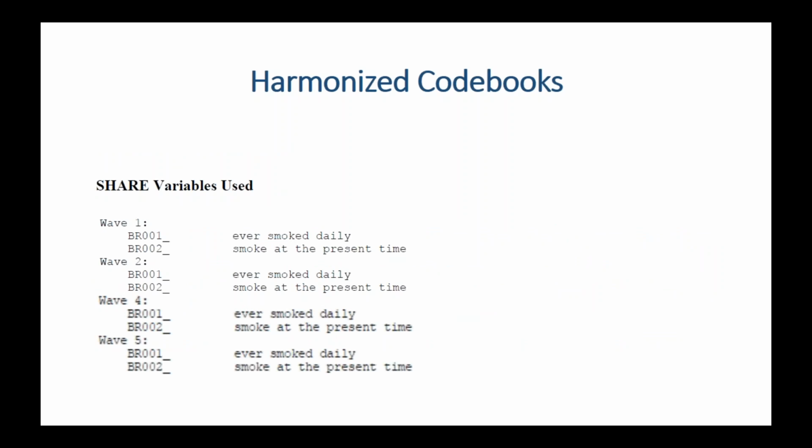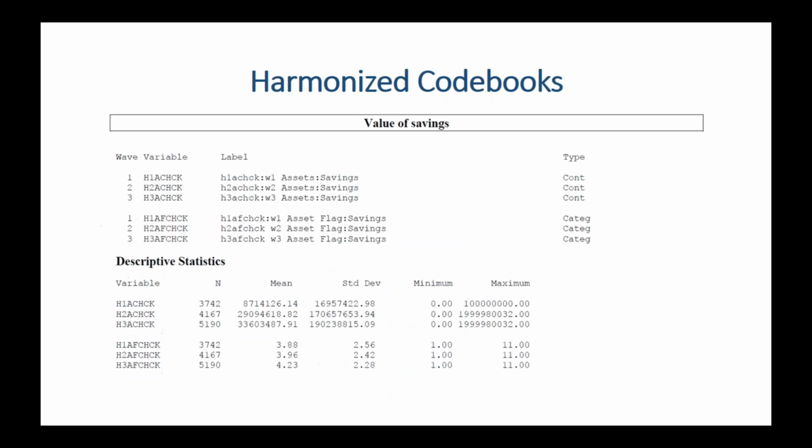And then you can see, lastly here, we list all the SHARE variables used. That was from our simple example. Here's our more complicated example from the harmonized JSTAR. We'll just briefly run through this.